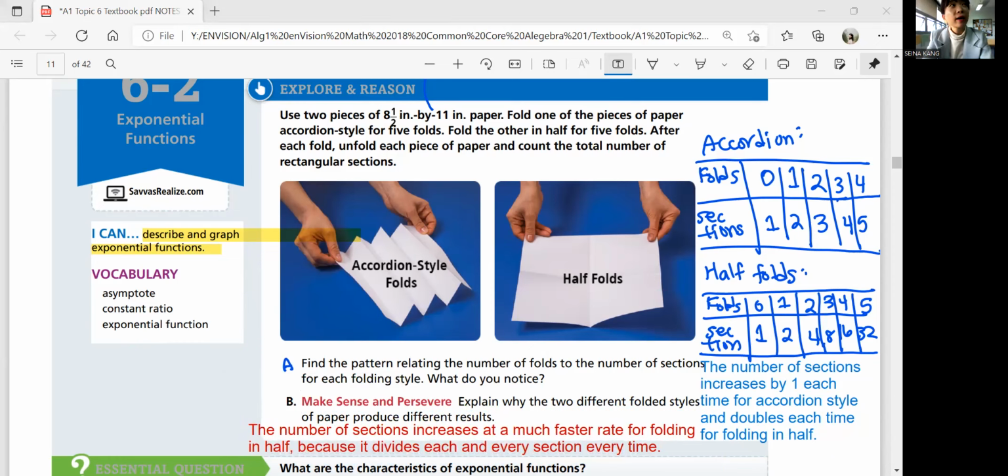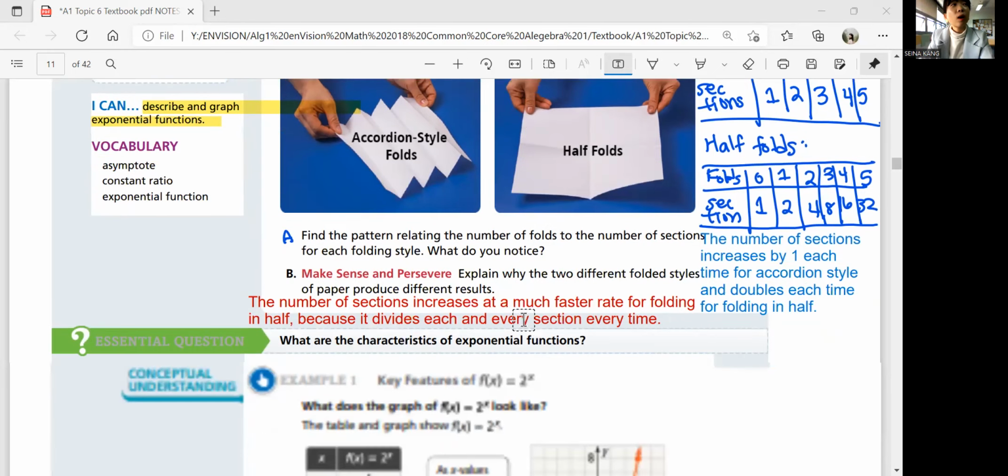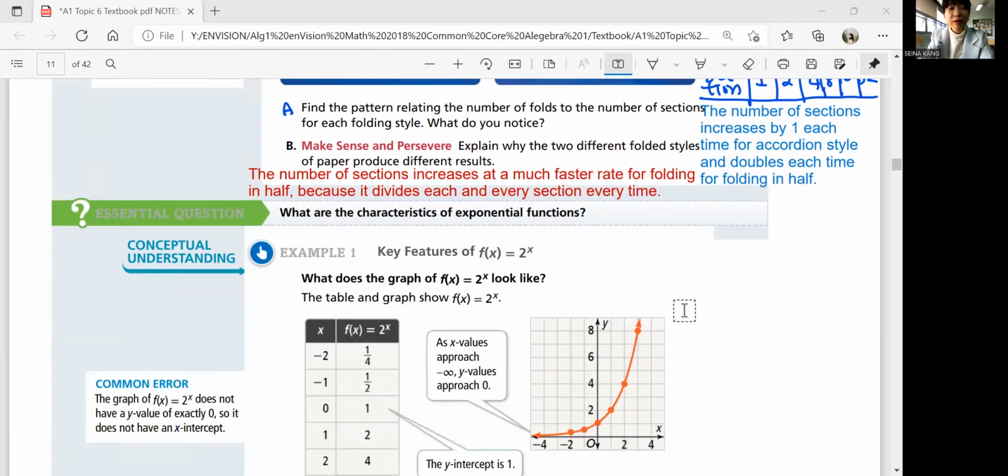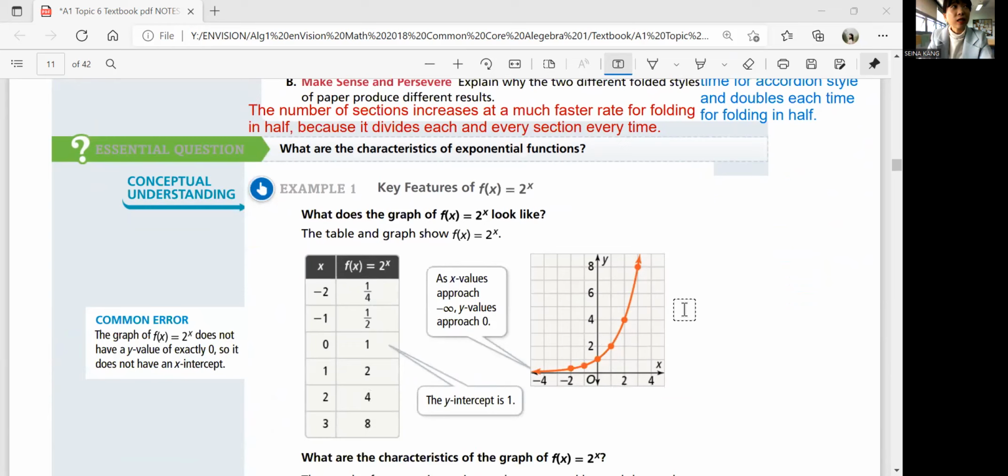So why are we experimenting with the folds? Well, this looks very similar to exponential function. Folding in accordion style, you're adding one by one. But exponential is more like folding in half. So your numbers are going to increase much faster. So think about what the characteristics of exponential functions are as we go over the lesson today.